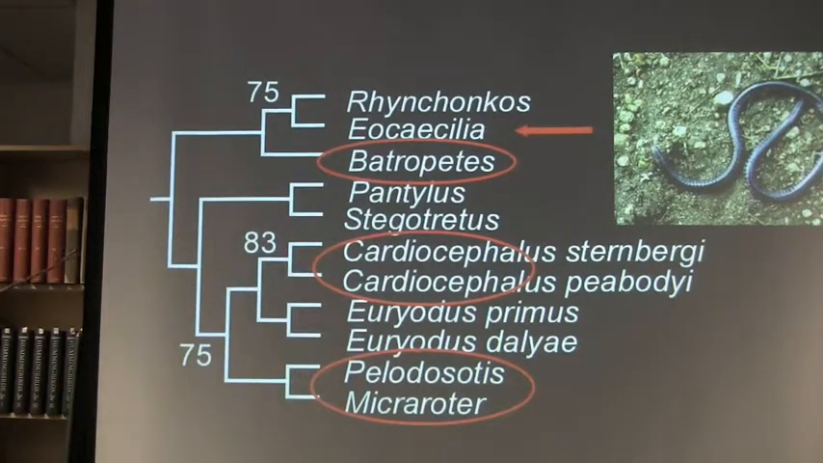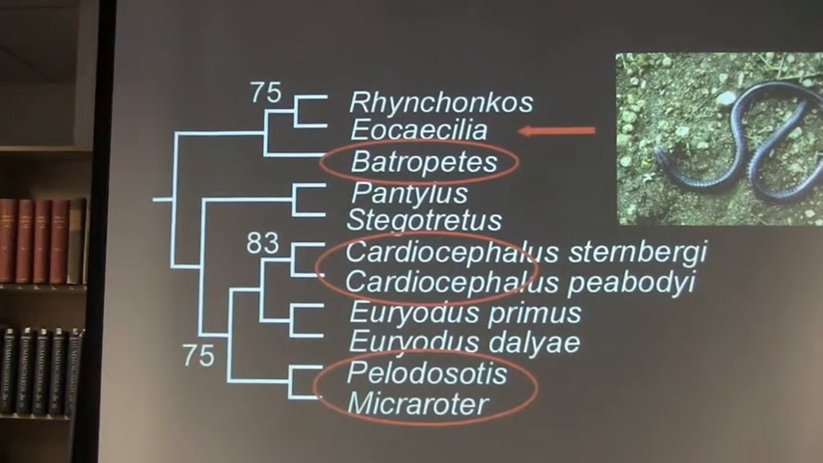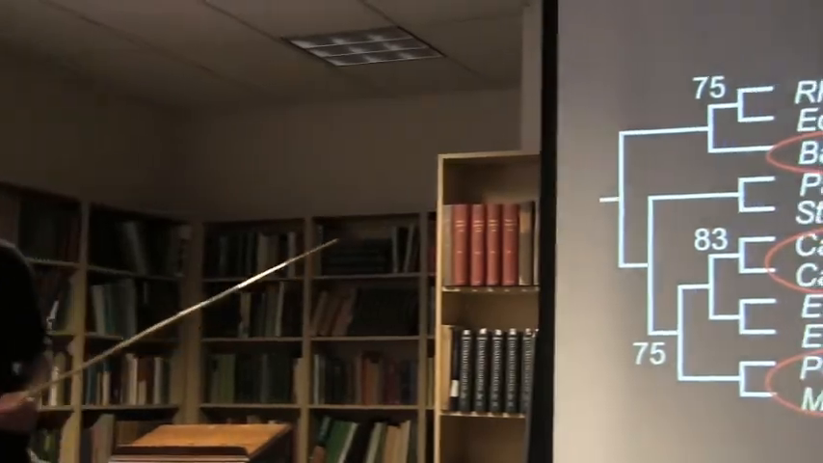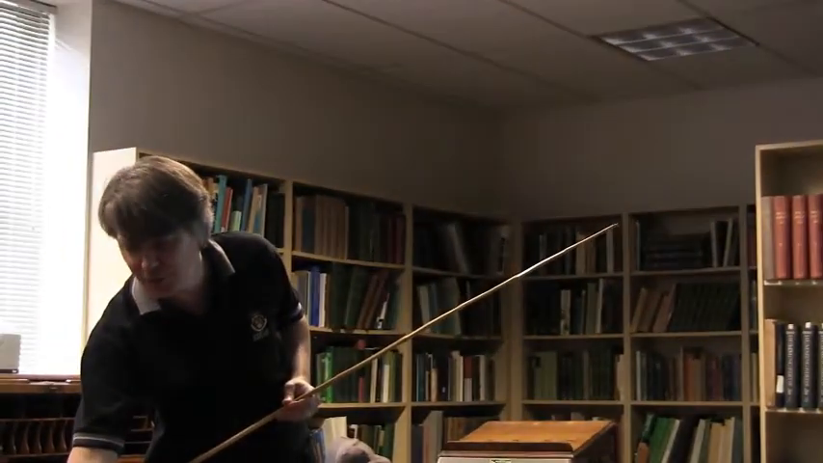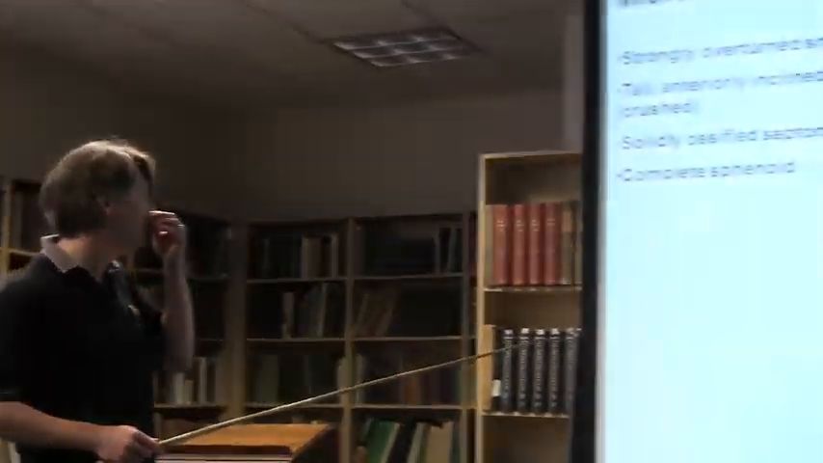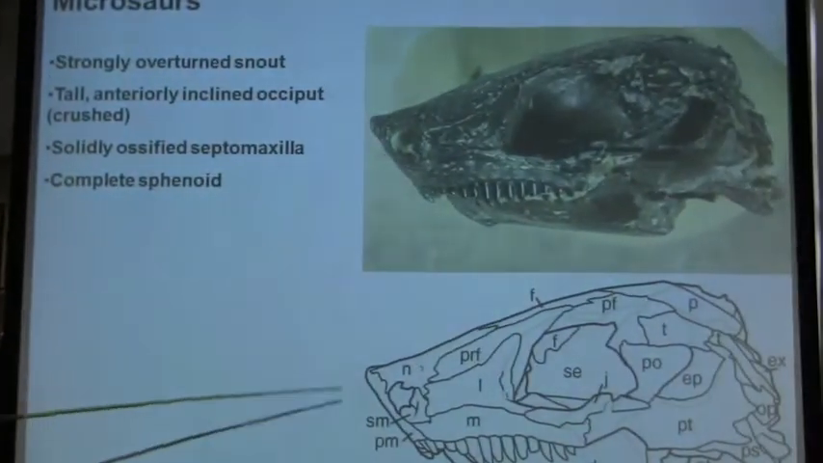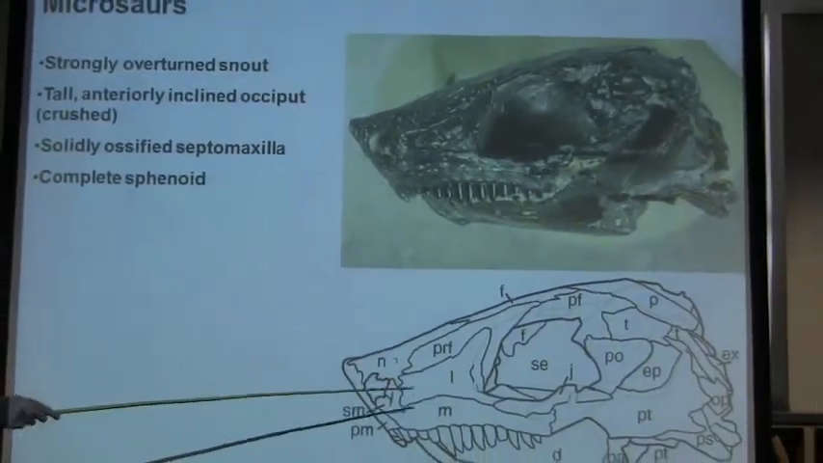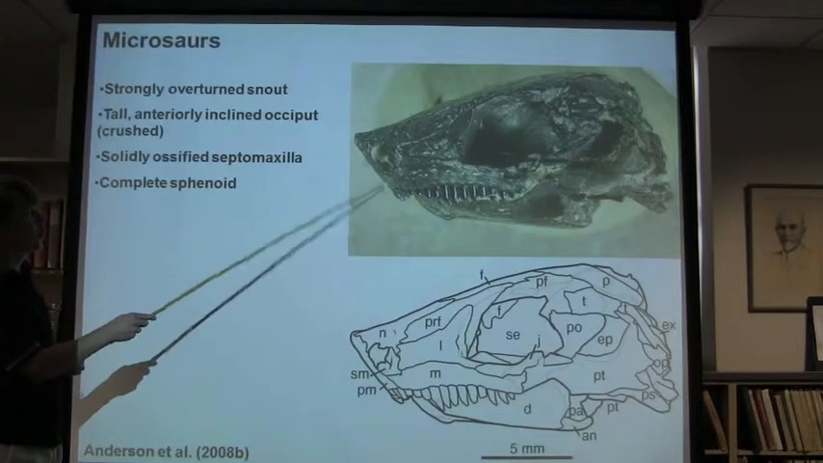But modern desktop CT is now relatively affordable, and I hate to say $500,000 is relatively affordable, but it's the sort of thing that is within the reach of research groups now. So we've been borrowing these fossils and CT scanning them, and we're finding an awful lot of really neat information. So this is one of those microsaur groups, and you can see it's got this overturned snout.